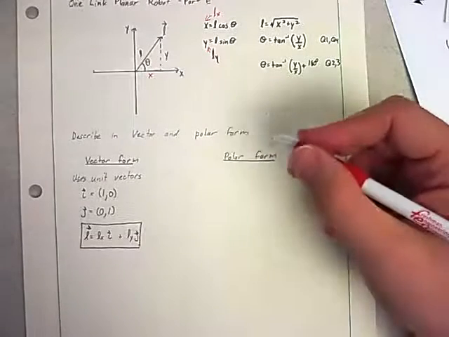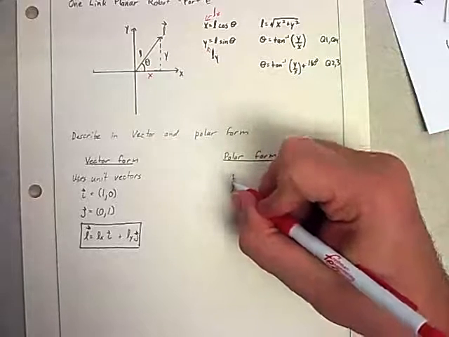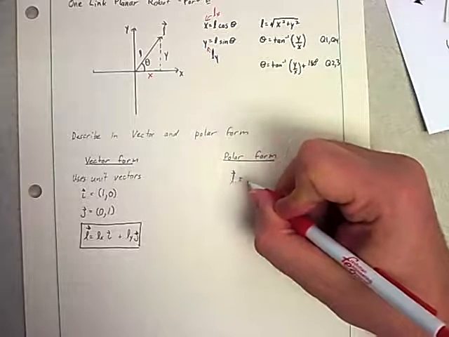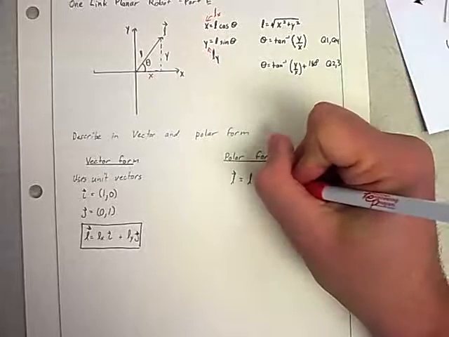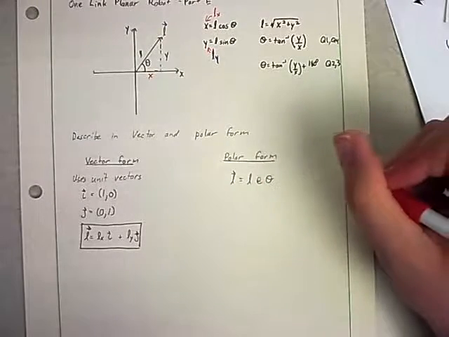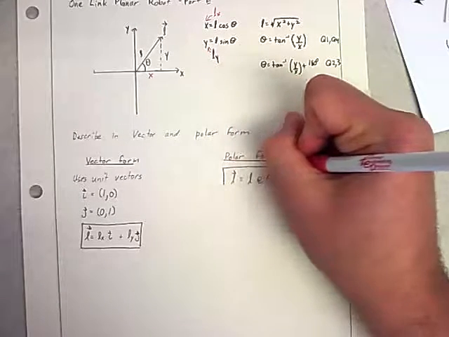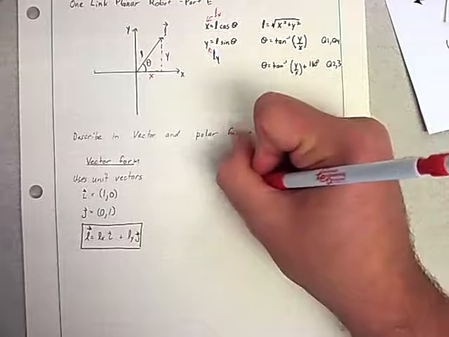Polar form uses the form that L is defined as the magnitude of L at the angle theta. And so that's the simple way to write that one. Not as much goes into it.